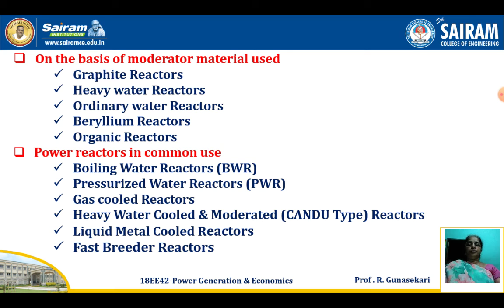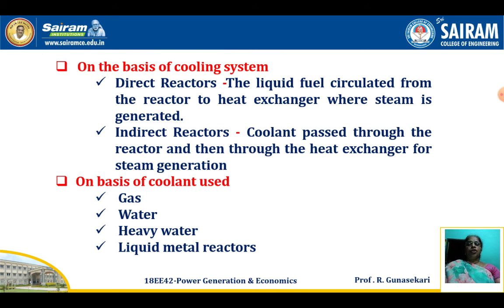So based on the power reactors in common use, the nuclear reactors are classified into 6 types: boiling water reactors, pressurized water reactors, gas cooled reactors, heavy water cooled and moderated reactors, liquid metal cooled reactors, and fast breeder reactors. We will study the power reactors in common use in detail in the next video. The next classification is on the basis of cooling system, because a condenser is used in the nuclear power plant. So the cooling system is also used in the nuclear power plant, and based on it we classify nuclear reactors into 2 types.